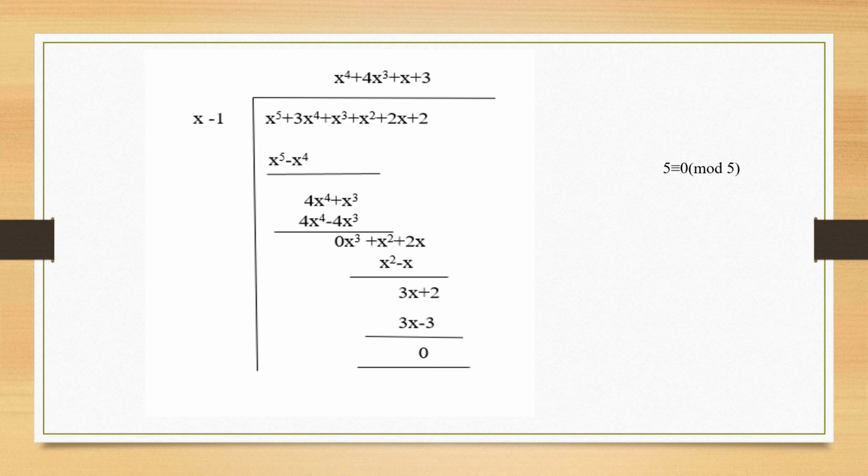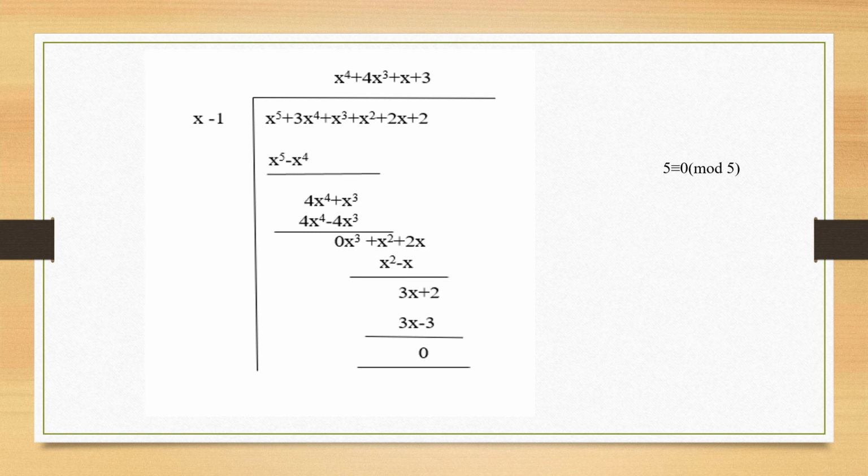It's going to be x^5 divided by x, you get x^4. Take x^4, multiply by x - 1, you get x^5 - x^4. Change the sign, cancel out x^5, and this becomes plus, so you get 4x^4. Bring down this x^3.